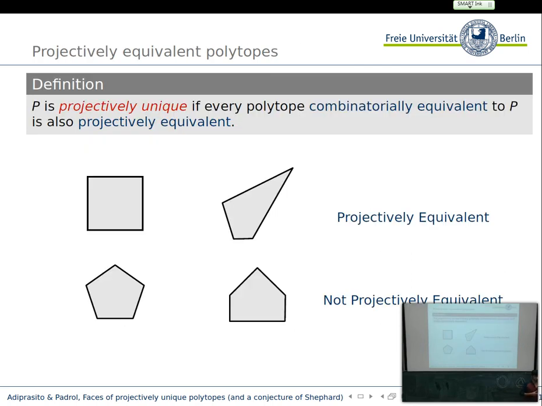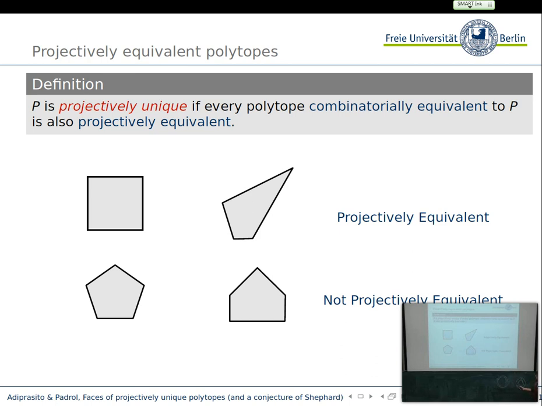And this is the concept of projectively unique polytopes. So those that have only one realization up to projective transformation. So that every realization of a projectively unique polytope is a projective transformation of this polytope. Let me give an example of a projectively unique polytope: the square. If you have anything which looks like a quadrilateral, just take these diagonals, they intersect at one point, take these two edges, they intersect at one point, send this line to infinity, and you have already a parallelogram, and then you just need to scale it to get a square.